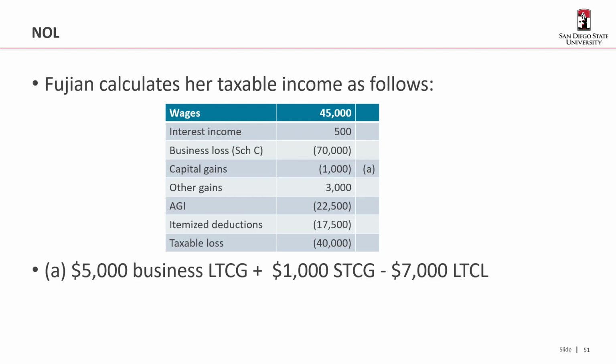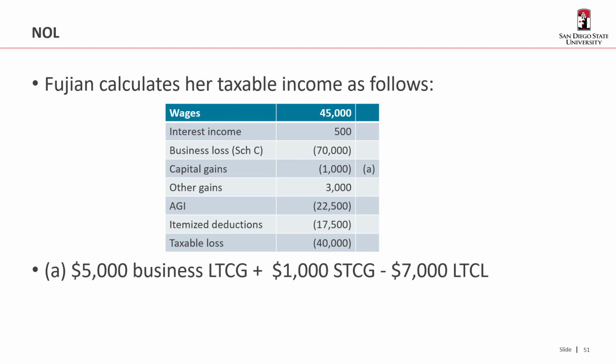So the same wages, the same interest income, the same business loss, but her net capital gains, both business and non-business, are now a loss. The other gains are the same. Her AGI is a loss of $22,500, less the itemized deductions. Her total taxable loss is $40,000.